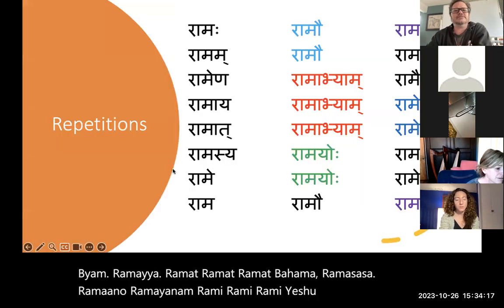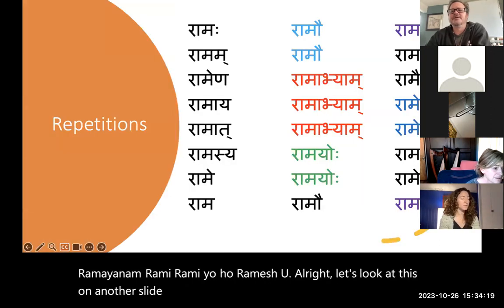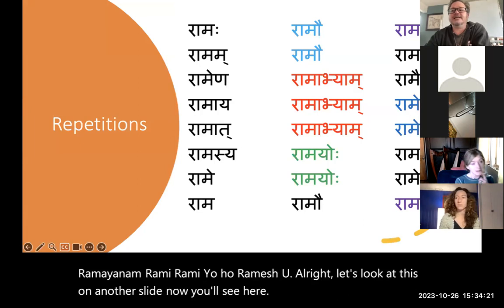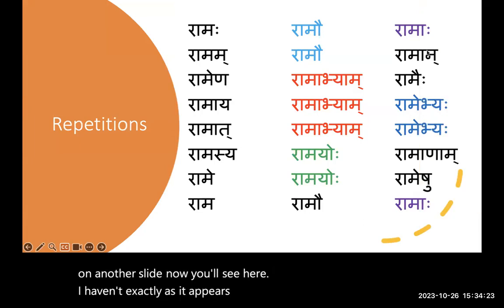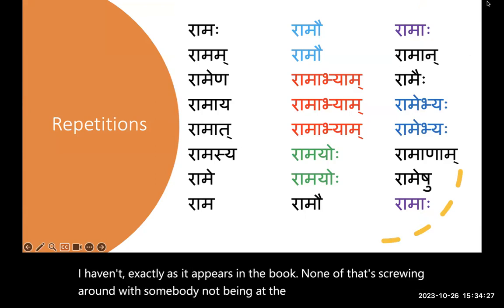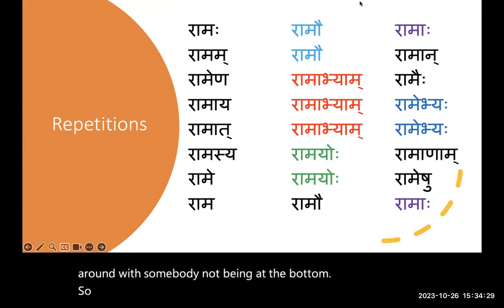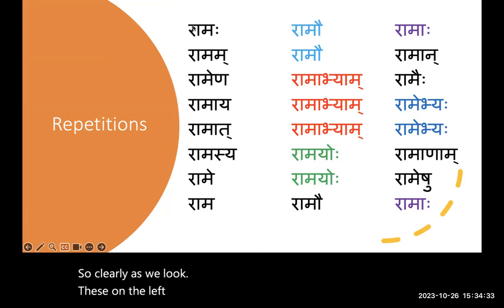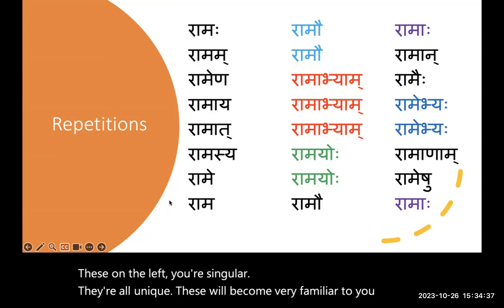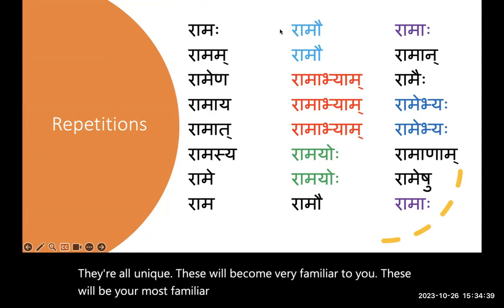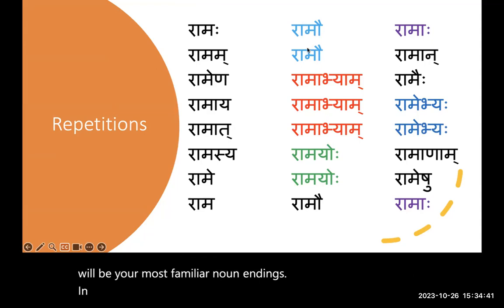All right, let's look at this on another slide. Now, you'll see here, I have it exactly as it appears in the book. None of that screwing around with Sambodhana being at the bottom. So, clearly as we look, these on the left, your singular, they're all unique. These will become very familiar to you. These will be your most familiar noun endings. In the center, in our dual, repeat, repeat.